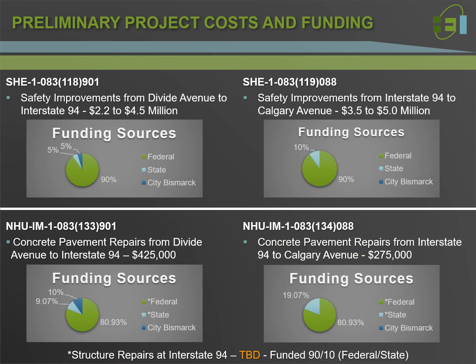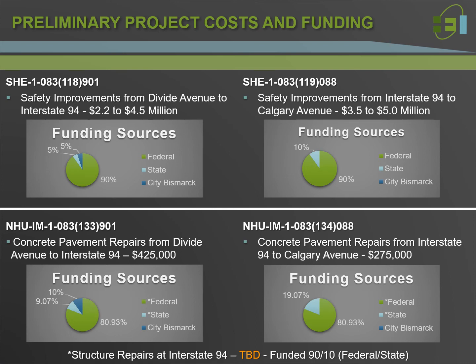These State Street improvements will be funded by multiple sources, including federal, state, and local funds. Project SHE 1083, parenthetical 118-901, safety improvements from Divide Avenue to Interstate 94, which include turn lanes, signals, and median U-turn alternatives, has a preliminary cost estimate of $2.2 to $4.5 million and will be funded with 90% federal, 5% state, and 5% City of Bismarck funds.